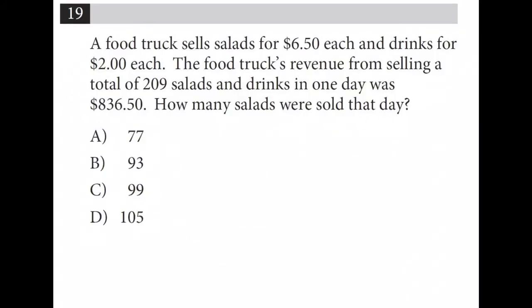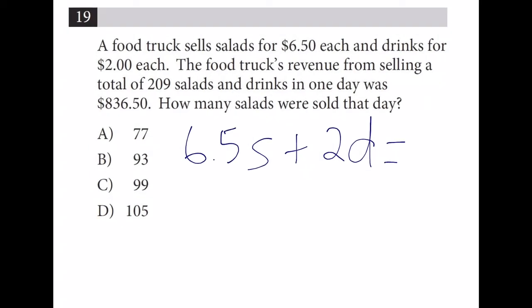Number 19, a food truck sells salads for $6.50 each and drinks for $2 each. The food truck's revenue from selling a total of 209 salads and drinks in one day was $836.50. How many salads were sold that day? We can set up this equation as 6.5s for salads plus 2d for drinks is equal to $836.50.